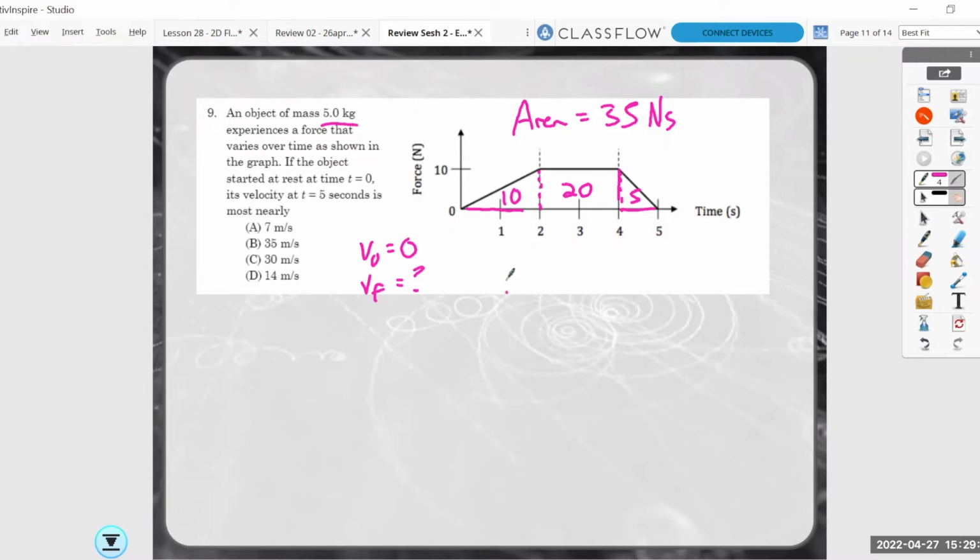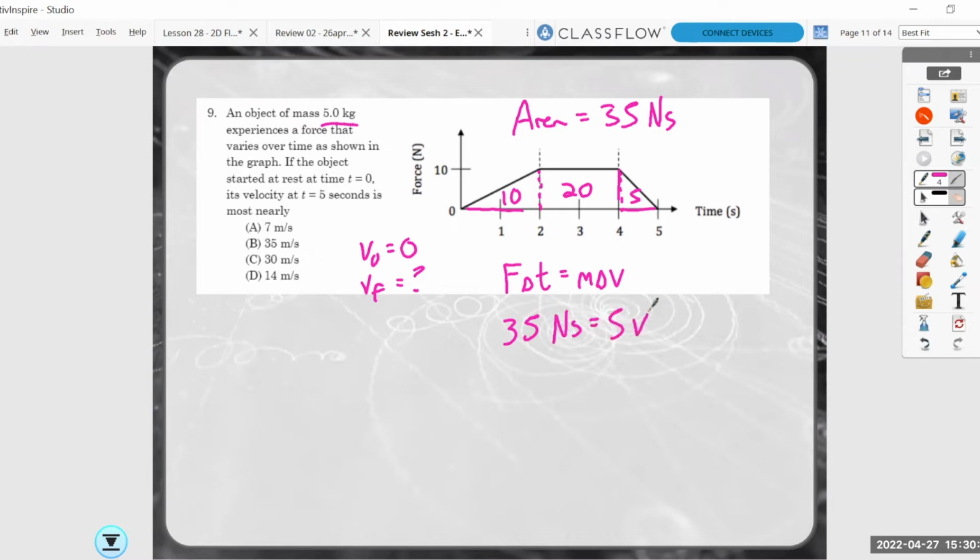And here's where we can just go F delta t equals m delta v, right? Or impulse equals m delta v. F delta t only really works if we have a constant force, but fortunately, we know what our impulse is. We know it's 35. So 35 is our impulse, and our mass is 5. So 35 equals 5 times v.